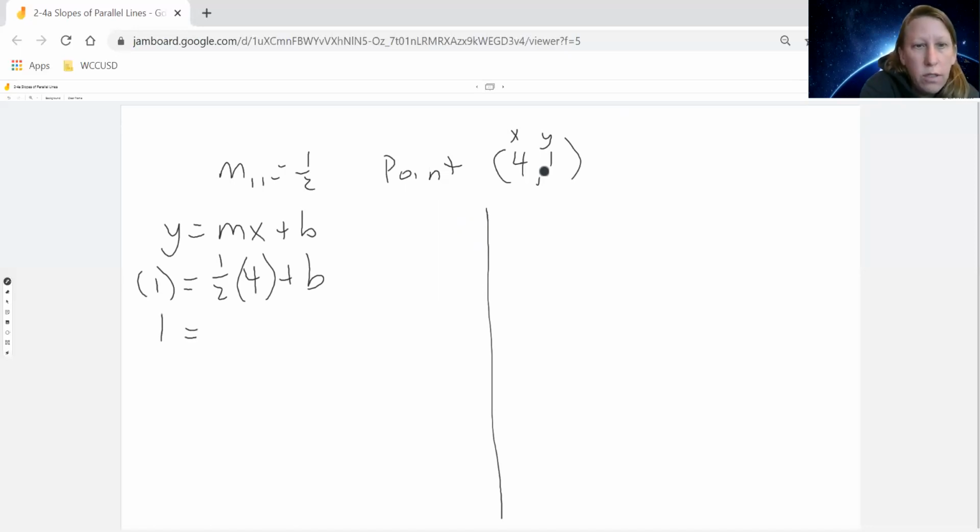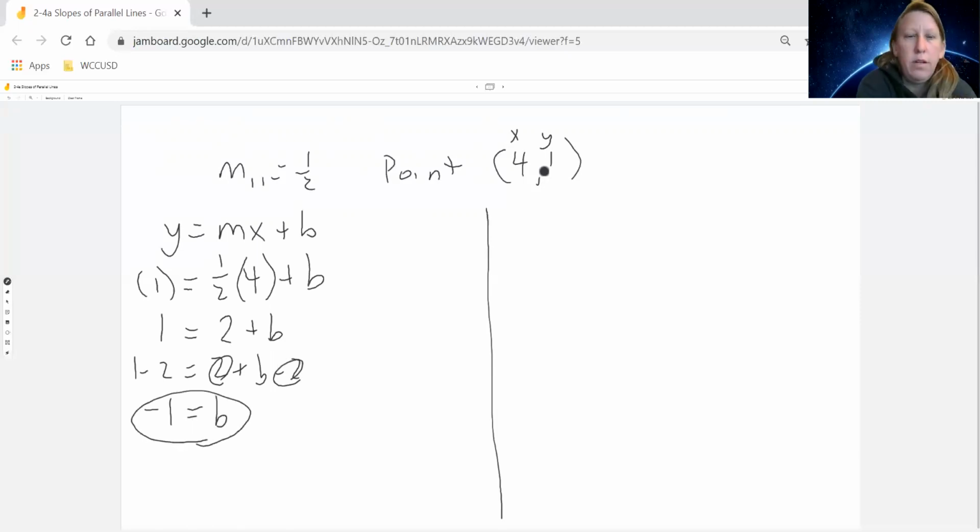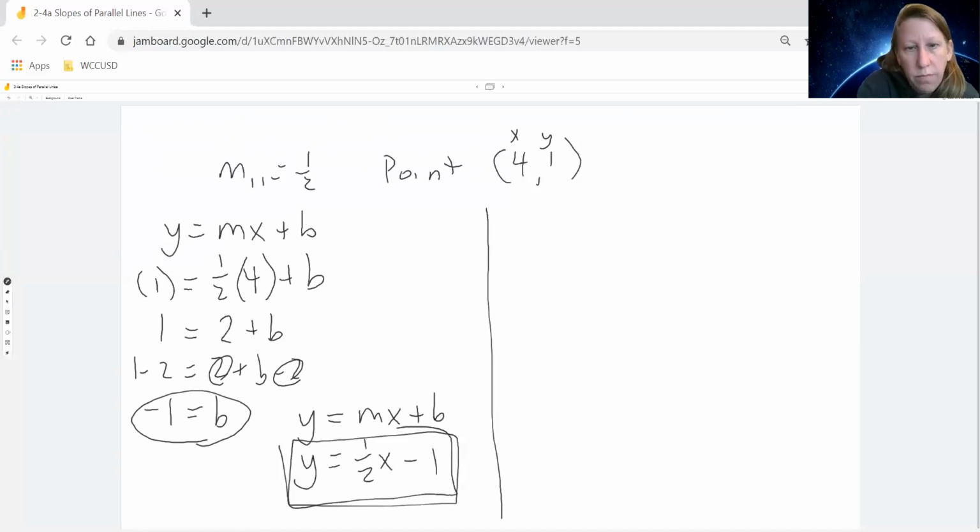So this is going to be 1. Do we know half of 4? Half of 4 is 2. So 2 plus something is going to give us 1. It's a little confusing. We're going to subtract 2 on both sides. 1 minus 2 is -1. So I get b is -1. Still not quite done. To finish this problem, I'm going to write the equation switching out the m and the b. So I'm going to write y equals 1/2 x minus 1. That's the answer to this problem.